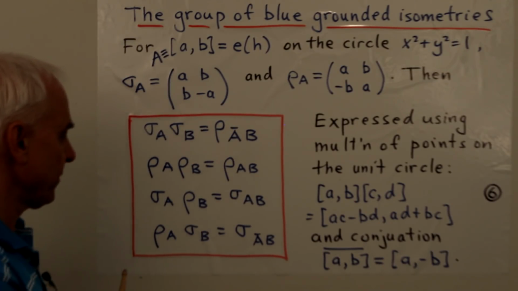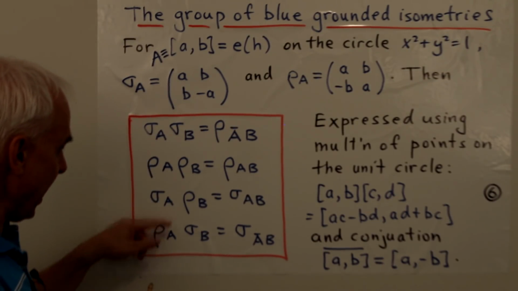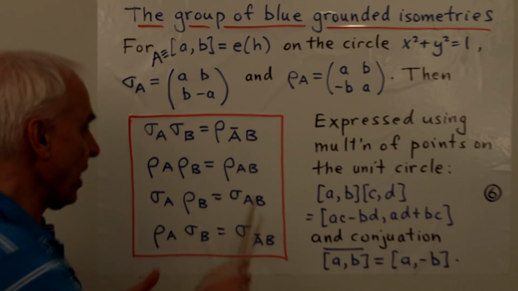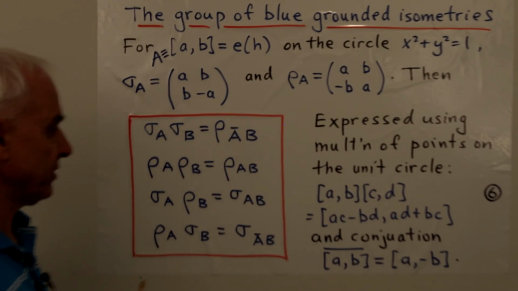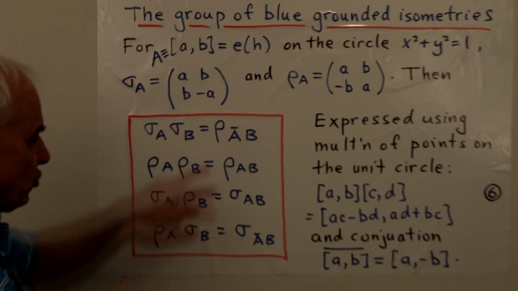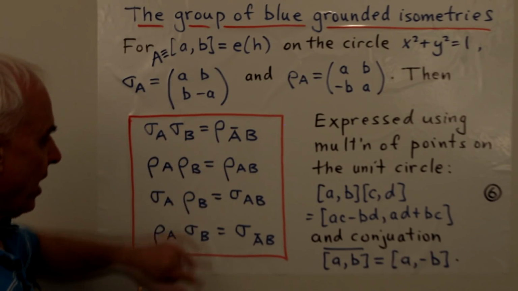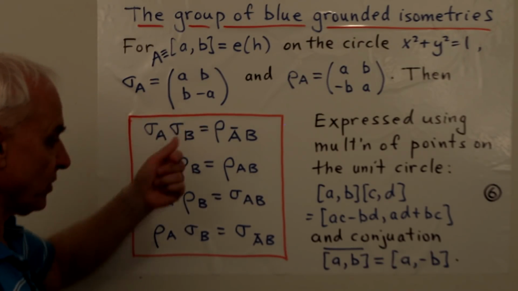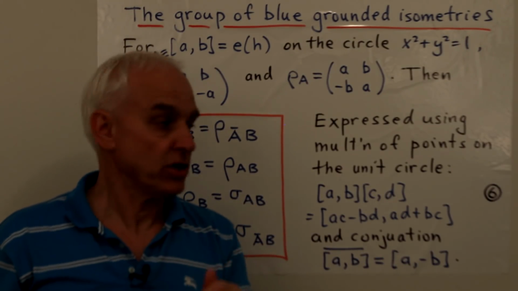So if the first thing's an A and the second one's a B, we're always getting products of A and B, but sometimes with bars and sometimes without. We get two rhos and two sigmas, and we get two ordinary multiplications and two sort of twisted multiplications with a conjugate as well.